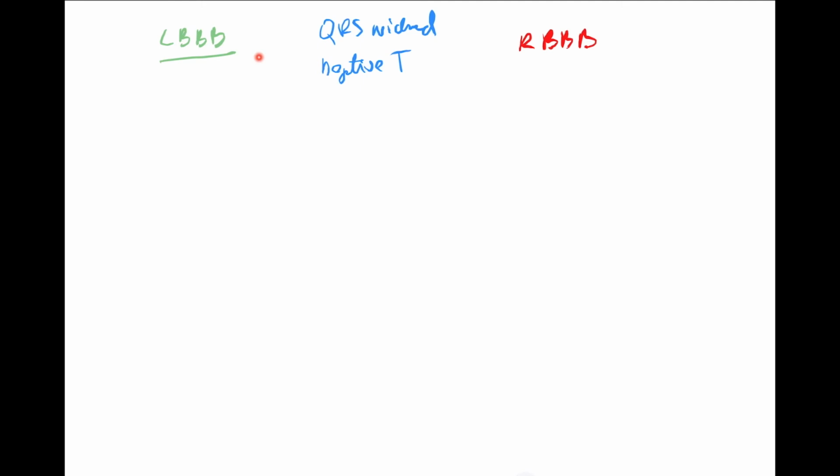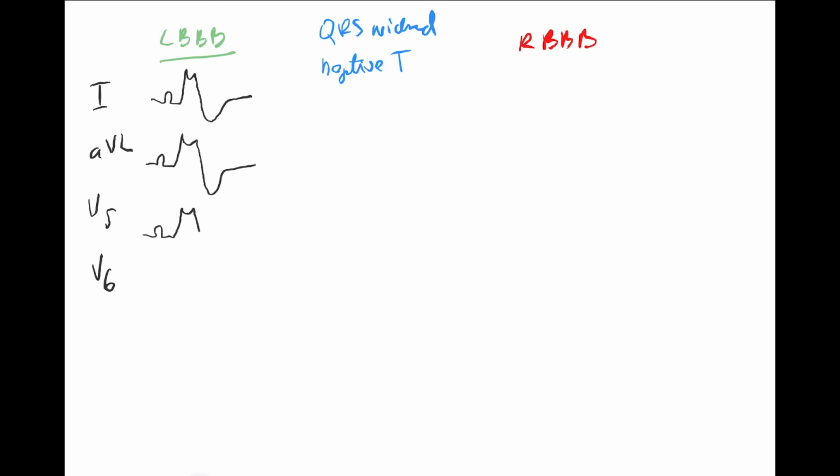And the difference between these two is the location where you see it, in what leads. If you see it in the first lead, AVL, and V5 and V6, which are all the leads pointing towards the left heart, that's the left. So you see a widened QRS, and if you see it in these leads, you know it's the left bundle branch block.